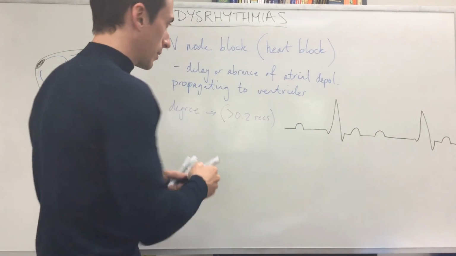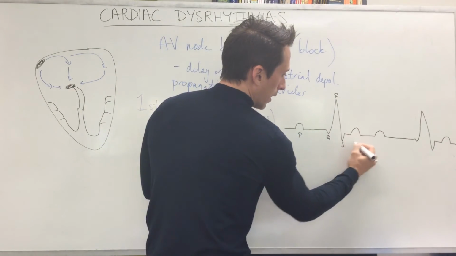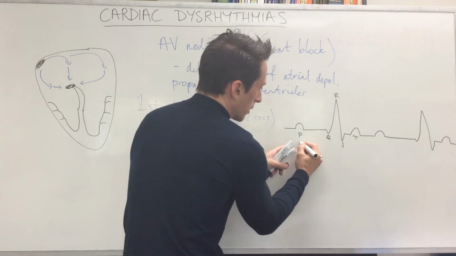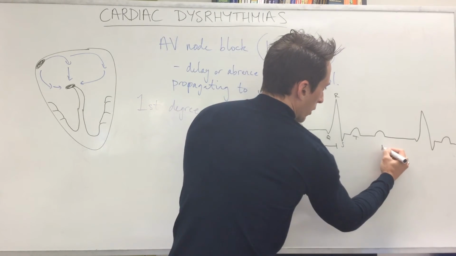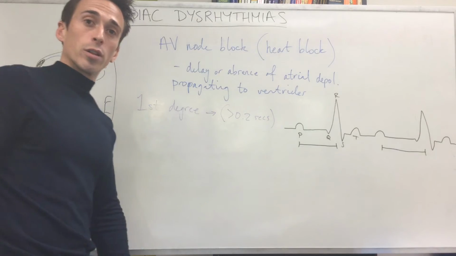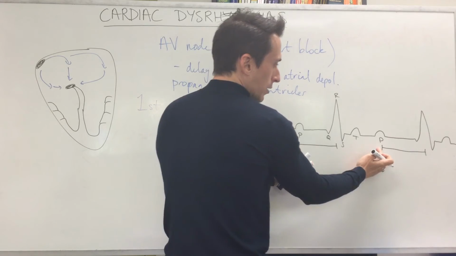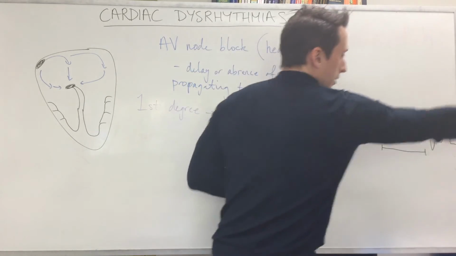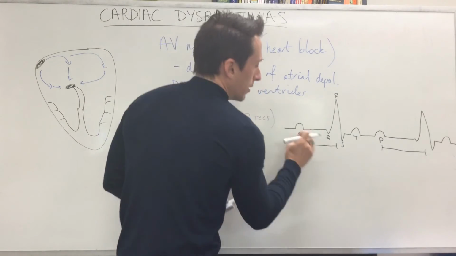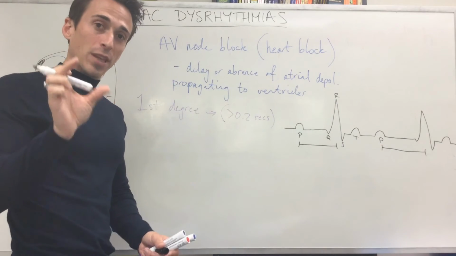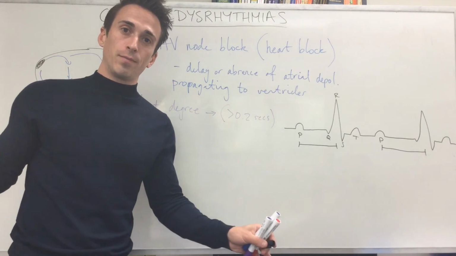Now what you find here is this. Because that's P, Q, R, S, T, you're getting this big break from the P to the R. Again, a big break from the P to the R, longer than normal. But what you find is that the P to P interval stays the same. So it's always going to be P to P to P to P. It's always going to stay at the same length from each other. What you get though is a widened P to R interval. This is first degree heart block. What do you do for first degree heart block? Nothing. You don't treat.